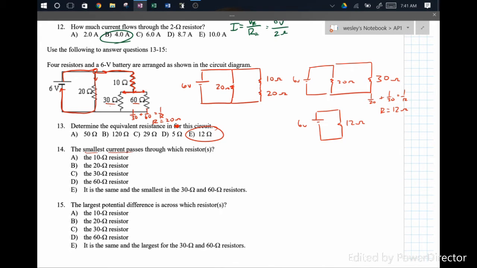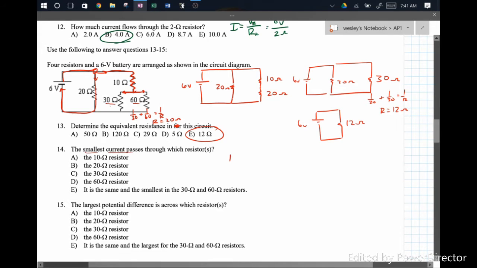Now, at this split for the 30 and 60 ohm, which branch has more current? Well, if we look at that, current is voltage divided by resistance. Those two things are in parallel, so they're going to have the same voltage. So we're going to have the smallest current through the thing with the greatest resistance. That means the 60 ohm resistor has the smallest current through it. Very good.